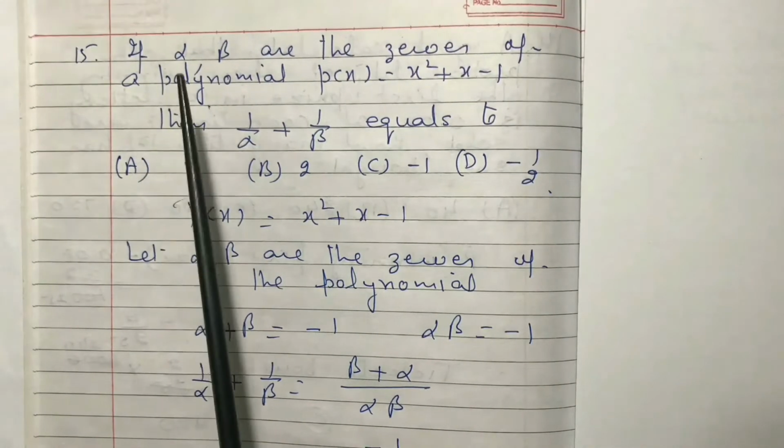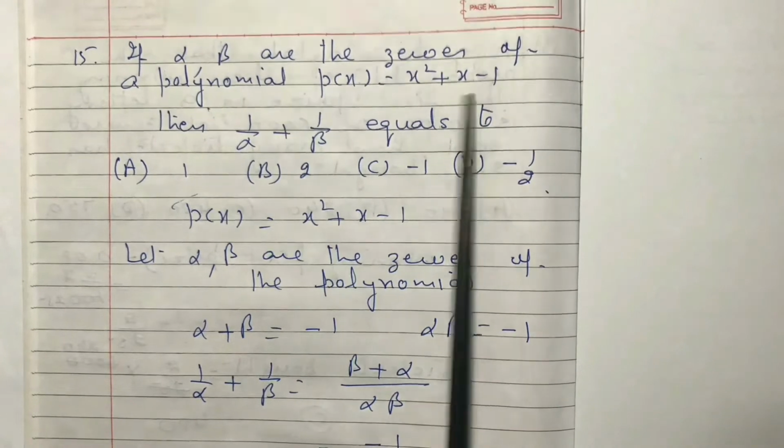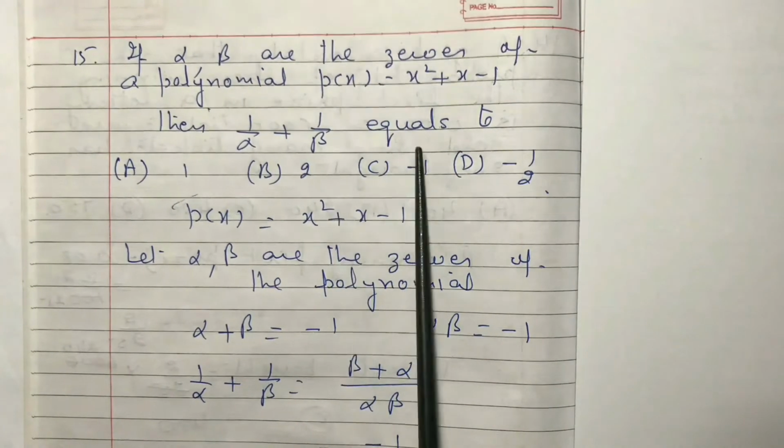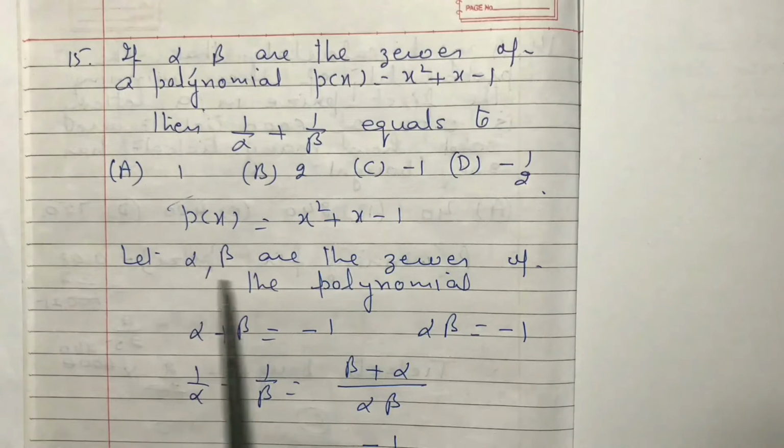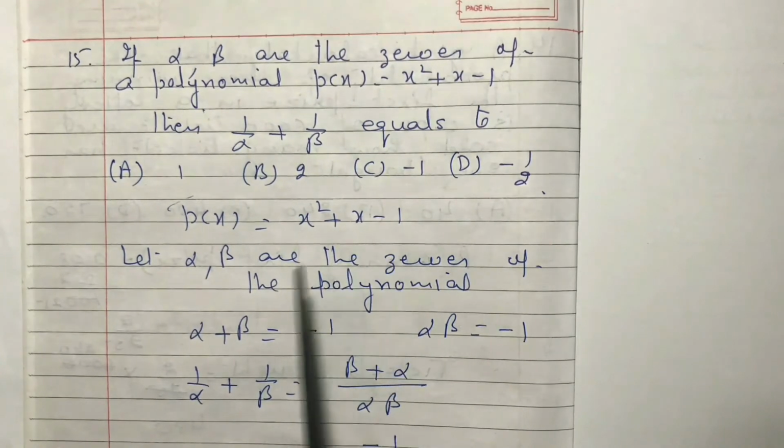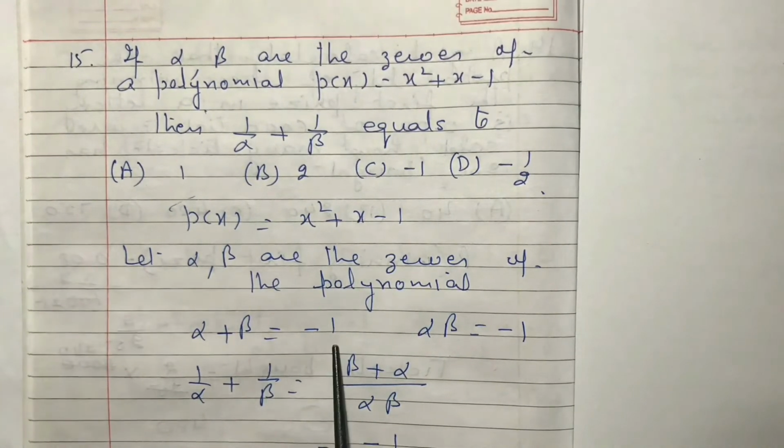Now 15th question. If alpha, beta are the zeros of the polynomial, then 1 by alpha plus 1 by beta is equal to, there are 4 options. Let alpha, beta be the zeros of this polynomial. Then alpha plus beta is minus b by a, that is minus 1.